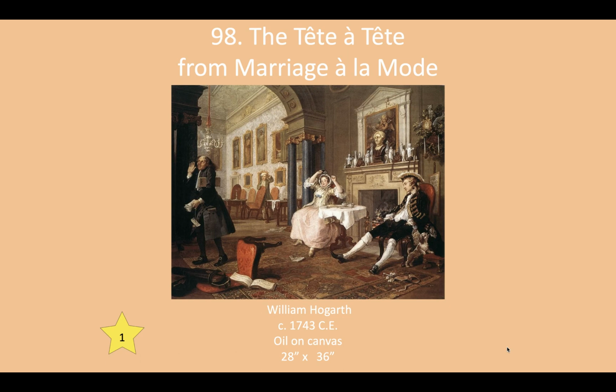Marriage a la Mode. Your artist here is William Hogarth, and he's British, clearly. And it's oil on canvas, 28 by 36, so a little over 2 feet by 3 feet. And what's interesting about this is this is one of a group of 6 paintings by Hogarth that are satire. And so satire is when you make fun of something but to point out its flaws, right? And so this is highly, highly satirical, and its purpose is to make fun of the aristocracy.